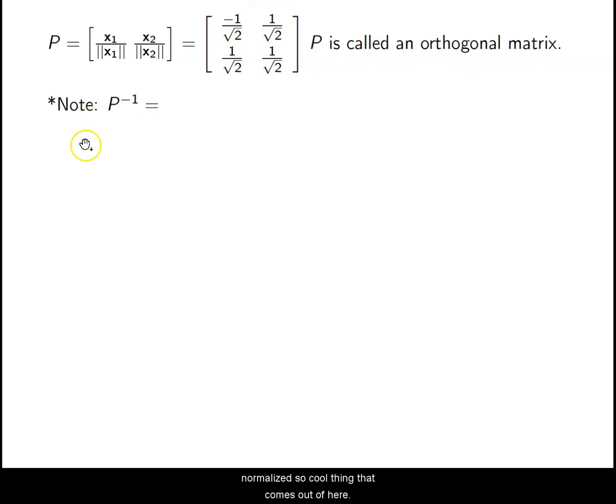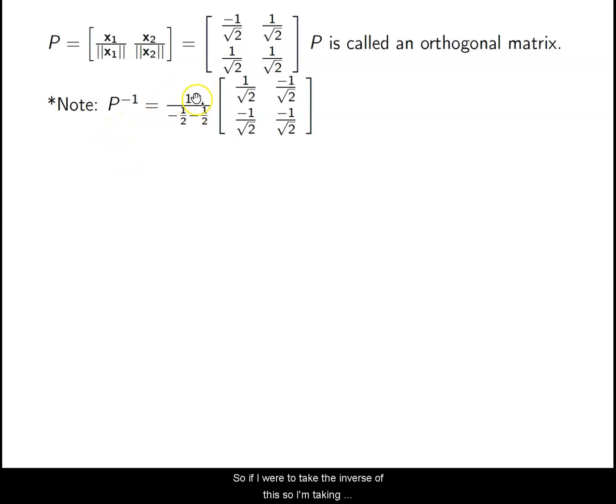So a cool thing that comes out of here is P inverse. If I were to take the inverse of this, so I'm taking the determinant, this is going to give me a -1/2, minus, this is going to give me a 1/2 as well, because square root 2 times square root 2 is 1/2.